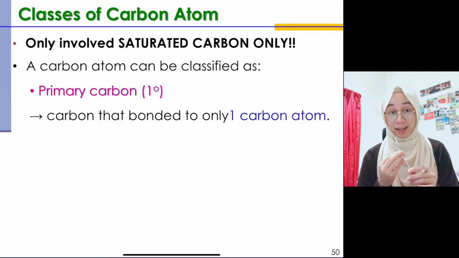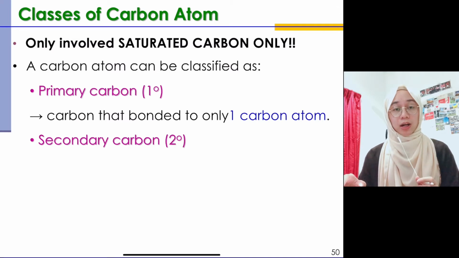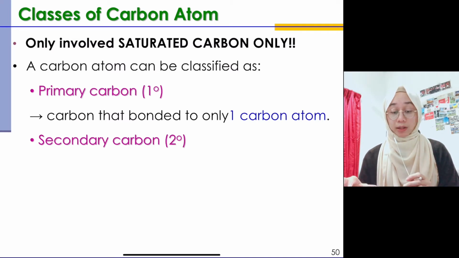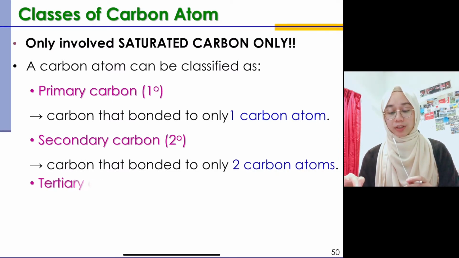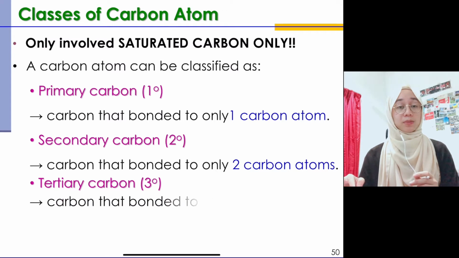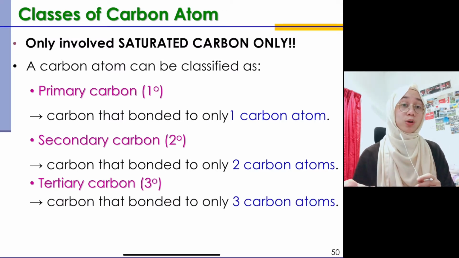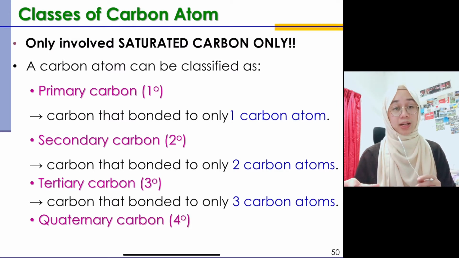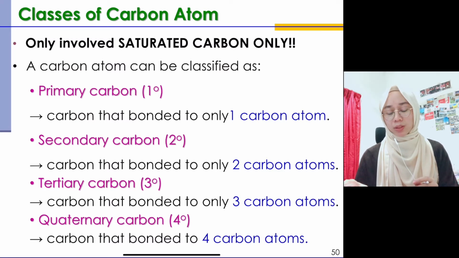primary carbon. Okay, and then kita tengok pula secondary carbon. So kalau secondary carbon pula bermaksud the carbon is bonded to 2 carbon atoms. Okay, and then kalau tertiary carbon pula, meaning the carbon is bonded to 3 carbon atoms. And kalau untuk quaternary carbon, meaning it attached to 4 carbon atoms. Okay, so let's have a look lah apa maksud sebenarnya yang bonded 1 carbon, 2 carbon, 3 carbon ni.